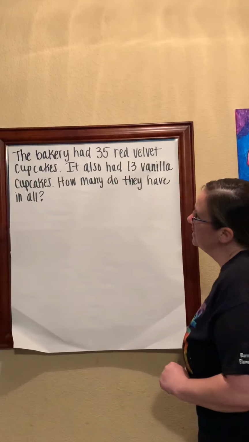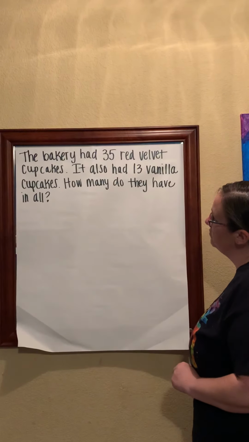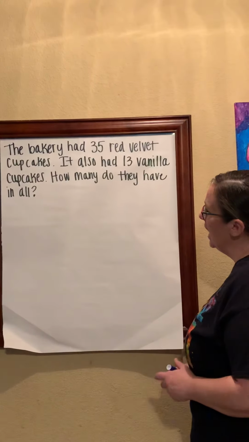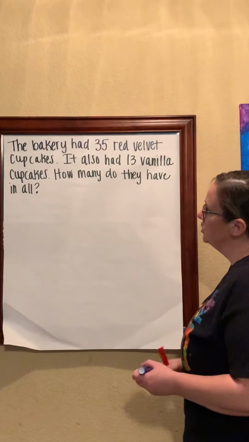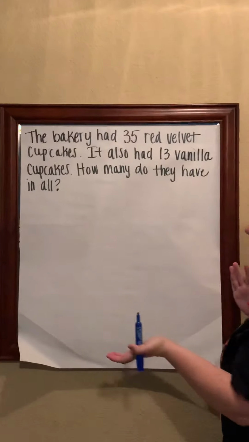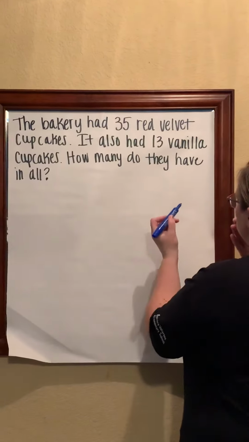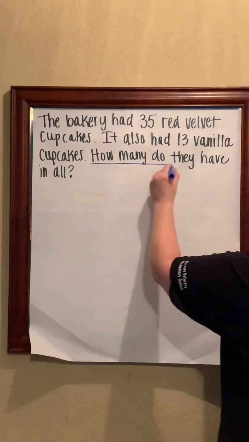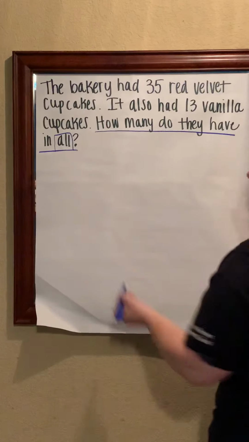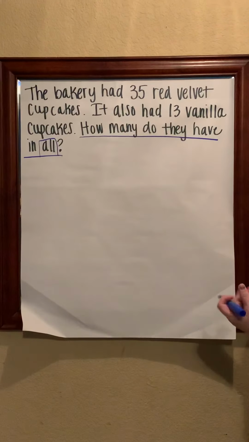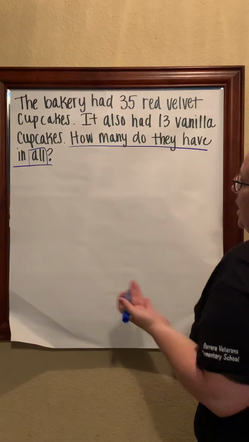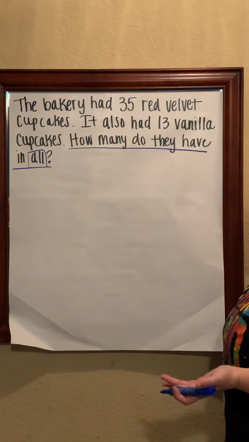The problem says the bakery had 35 red velvet cupcakes. It also had 13 vanilla cupcakes. How many do they have in all? So first of all, I know they're talking about cupcakes, and I know that I need to find out how many do they have in all. And these words right here, in all, make me automatically think that it's going to be an addition problem. Now I need to figure out what numbers I need to add.